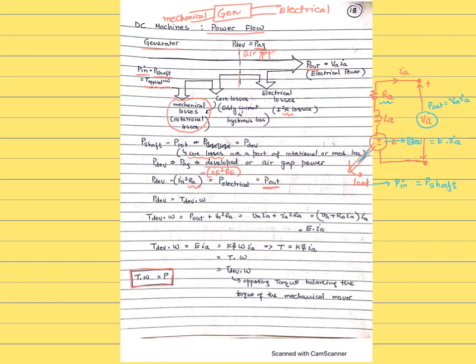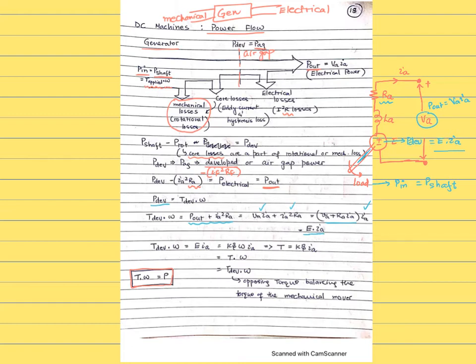Okay, now the developed power is given by P output plus the electrical losses. The output power is given by VA IA, and the losses are IA squared RA. So you take IA common from both of them and you're left with that, and that gives you E times IA. So this is your developed power, E times IA, as I wrote in there.